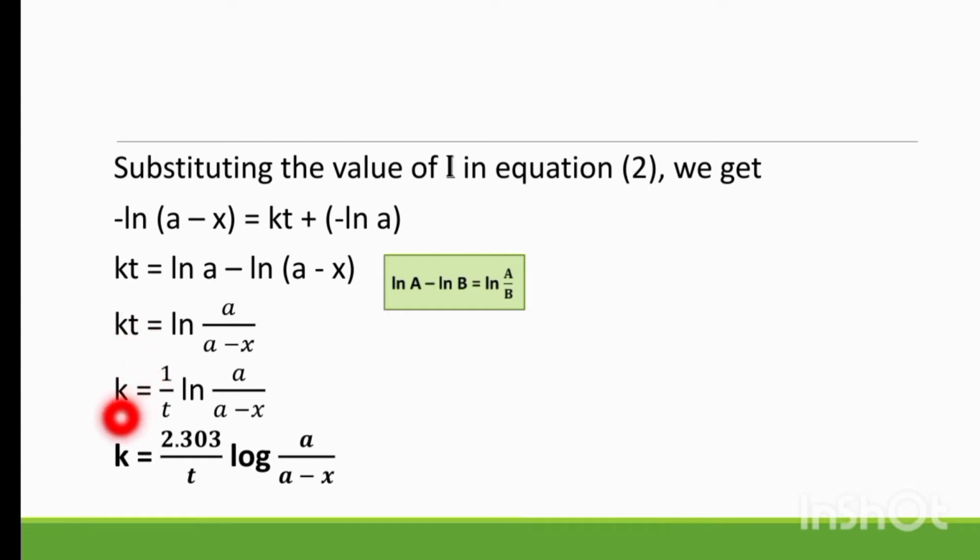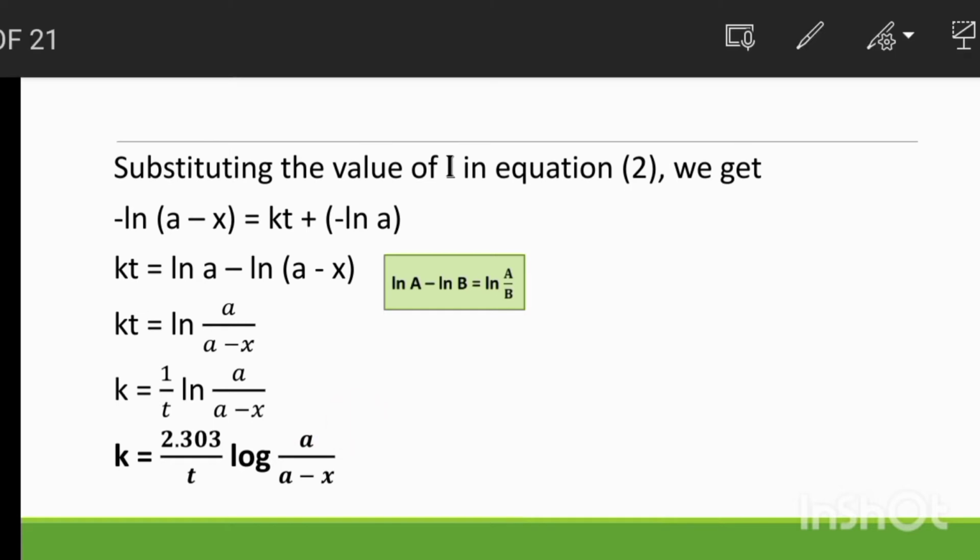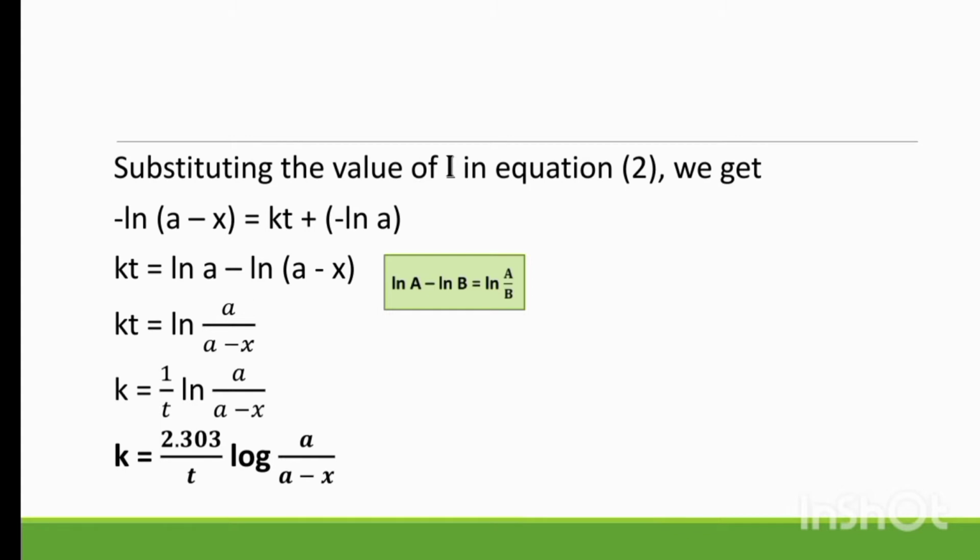Since we want to find the equation for rate constant k, we take the t on the other side. To convert ln into log, we multiply the equation with 2.303. After multiplying, we get the value of k as 2.303 upon t log of A upon A minus x. This is called the rate law expression for first order reaction.